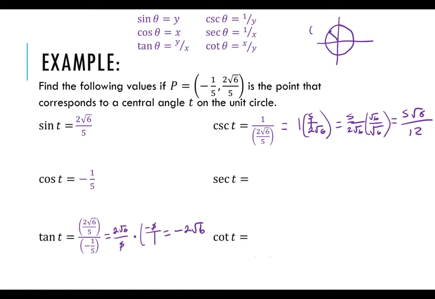Secant of t is going to be 1 over negative 1/5. And then, of course, we can clean that up. That's 1 times the reciprocal, negative 5 over 1. But that's just going to be negative 5.